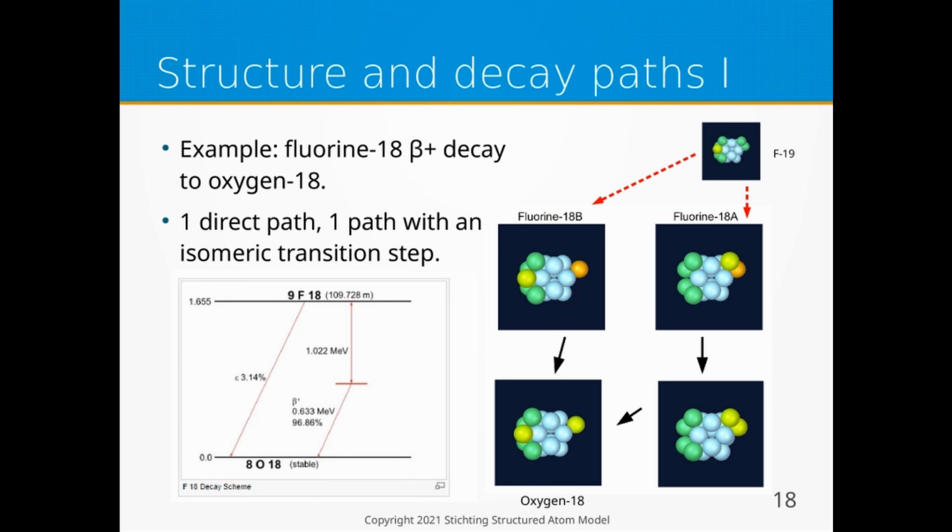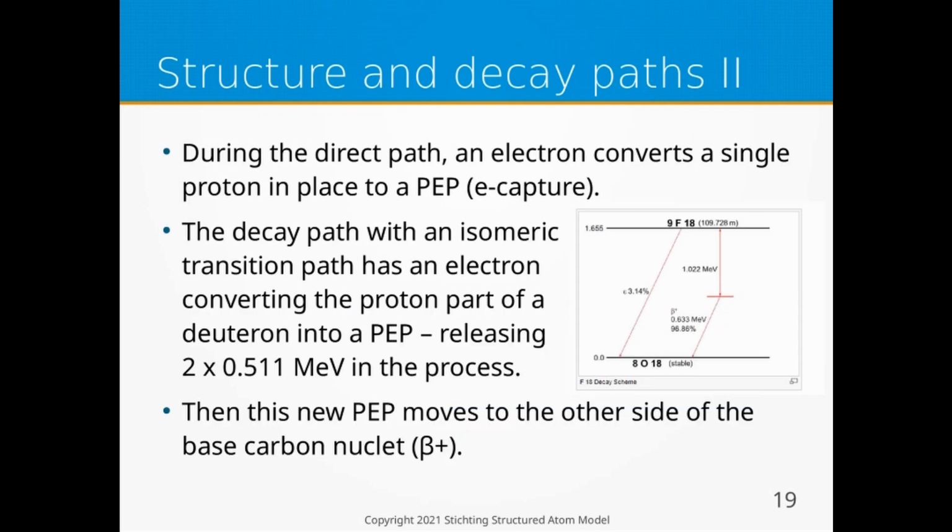Second, it is removed from the left side of the nucleus. Then an incoming electron, not an outgoing positron, converts the capping deuteron to the right into two PEPs, releasing 2 times 0.511 MeV. And then one PEP moves over to the left, releasing a gamma ray. The long red line corresponds with the first step on the left, and the two shorter red lines correspond with the second step we see in the structure on the right. In both cases we reach oxygen-18.